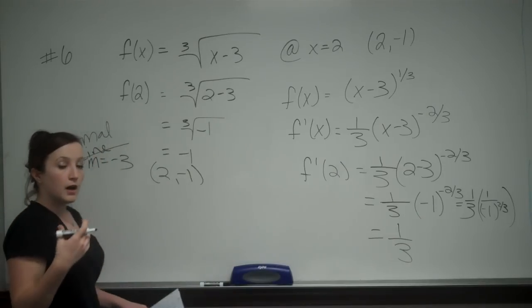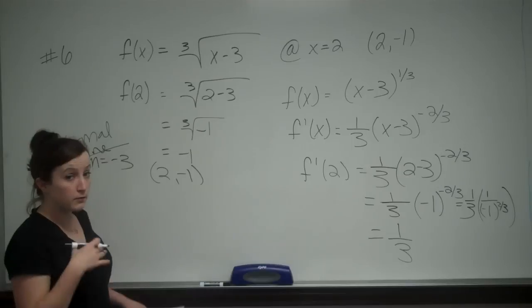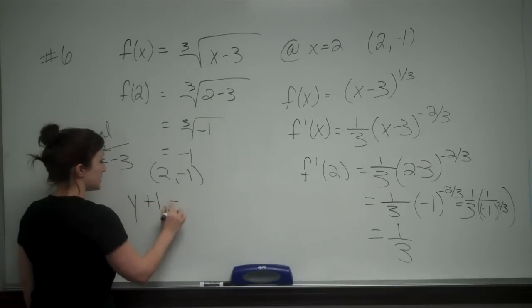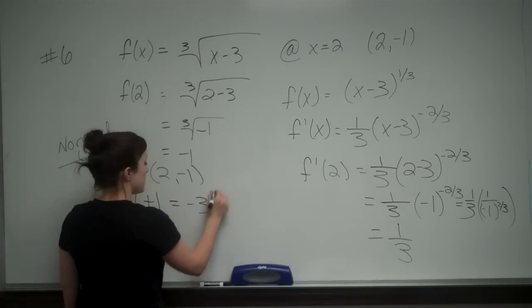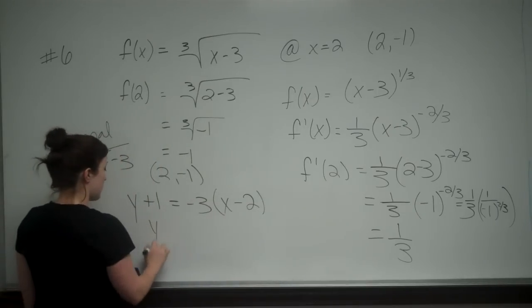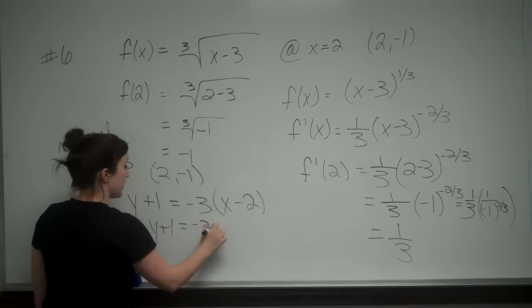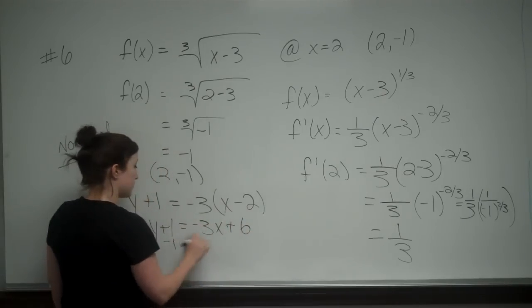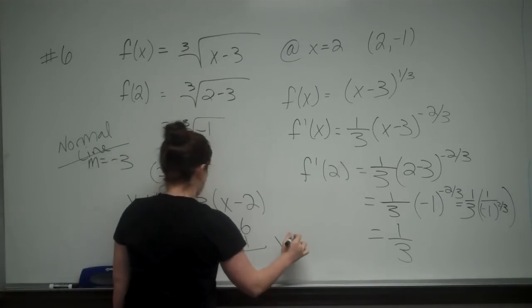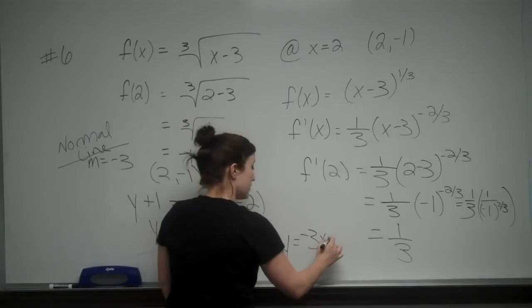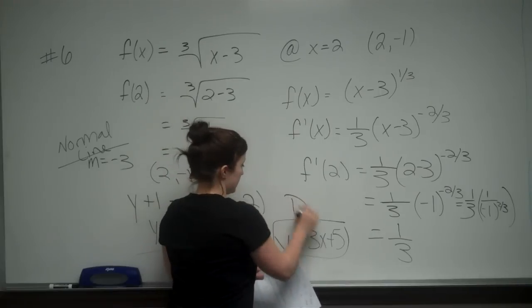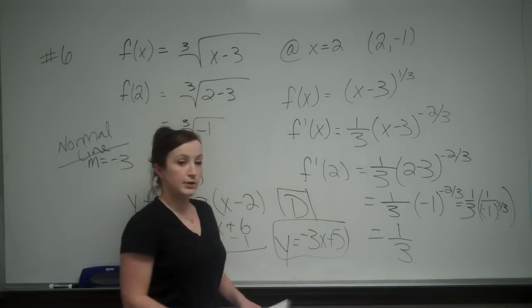Now I just follow the formula. I'm using the point-slope formula to create my line. That is y minus y1, so that's going to be y plus 1, is equal to my m, which is negative 3, times x minus x1. That gives me y plus 1 is equal to negative 3x plus 6. Then I'm going to subtract 1 from both sides. My final answer is that y is equal to negative 3x plus 5, and that is answer letter D on your test.